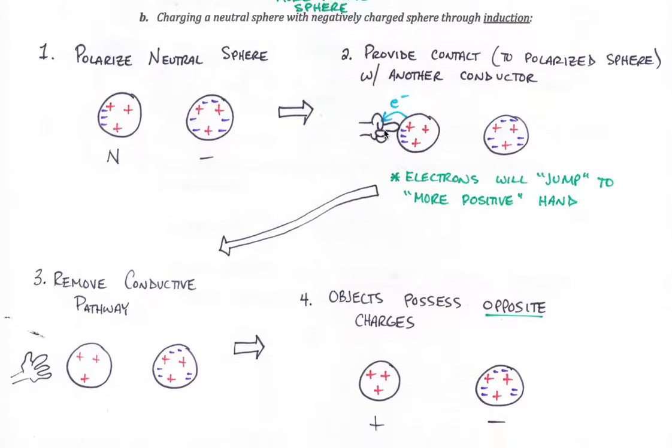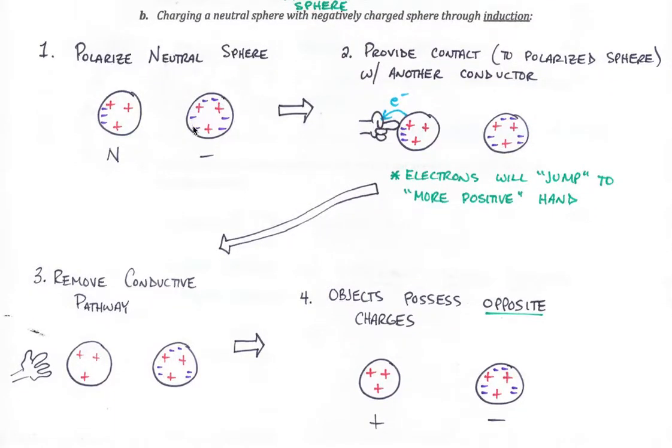Here's how induction differs slightly. The first step is to take your charged object, which in this case is a negatively charged sphere, and bring it close but not touching your neutral sphere. That again needs to be a conductor. So you can only charge conductors through induction. As a result, the electrons will be repelled and they will get as far away as possible from this negatively charged sphere. This still has a neutral charge, 3 protons, 3 electrons. However, it is now polarized.